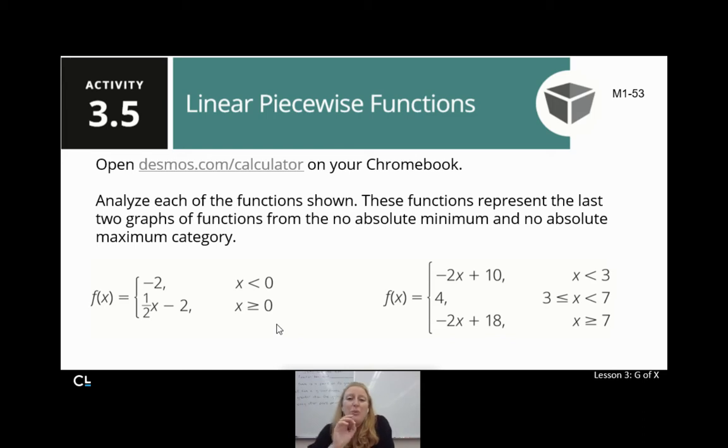These functions represent the last 2 graphs of functions from the no absolute minimum and no absolute maximum category. Okay, they don't have a minimum, they don't have a maximum. These are our last 2 graphs. We've got everybody else sorted into families. This is the last one.